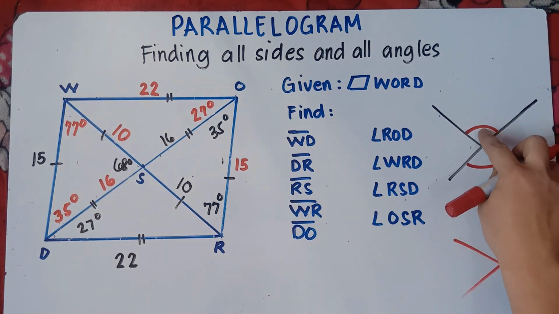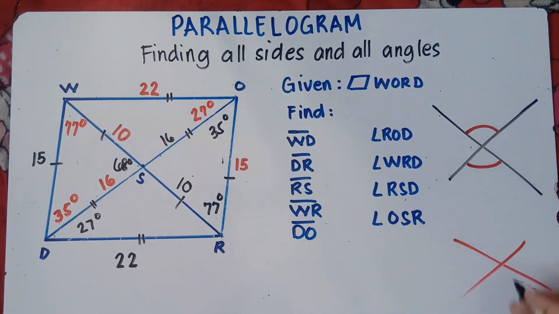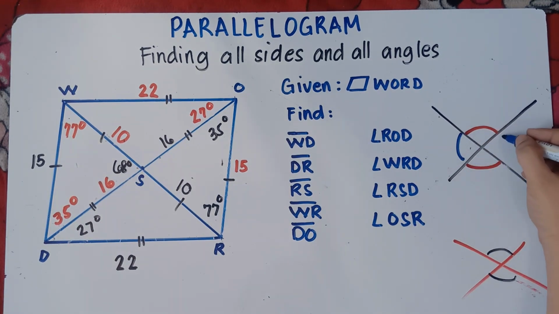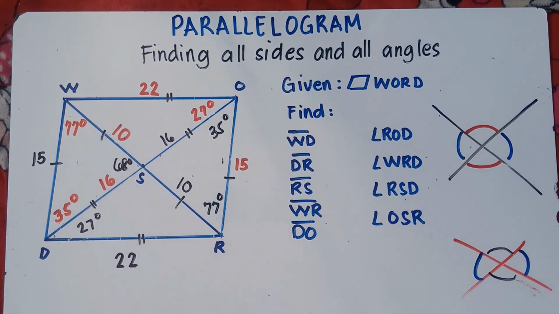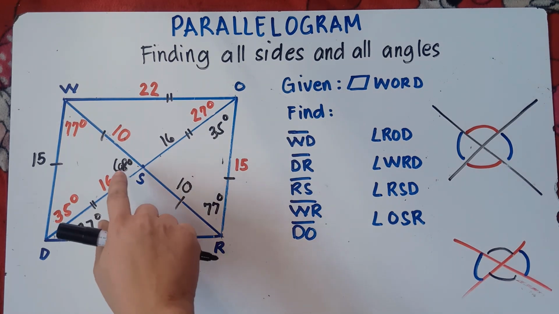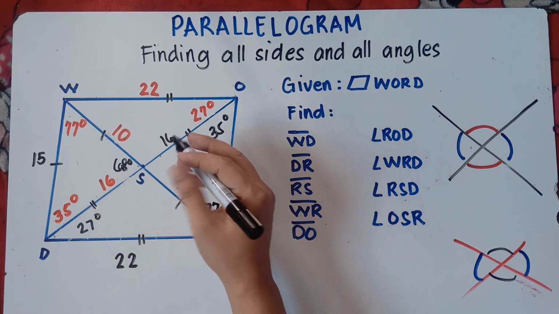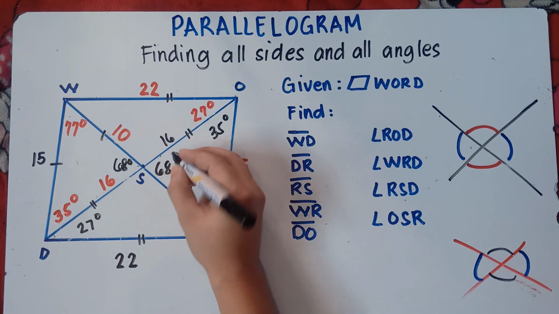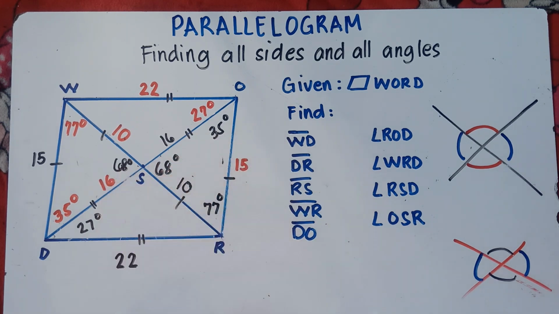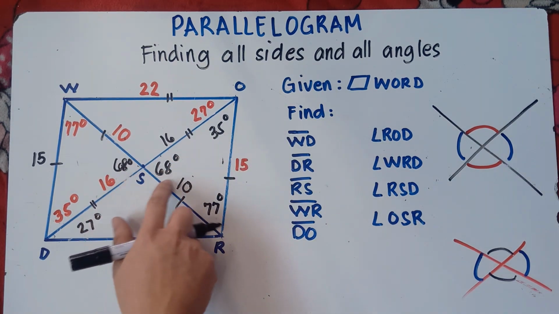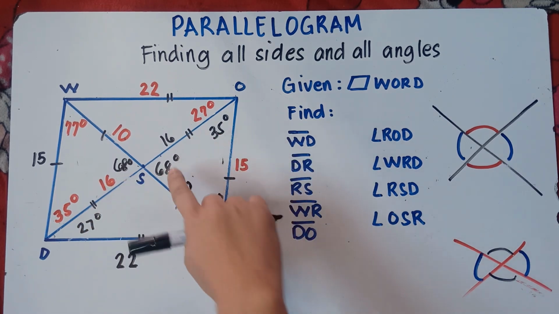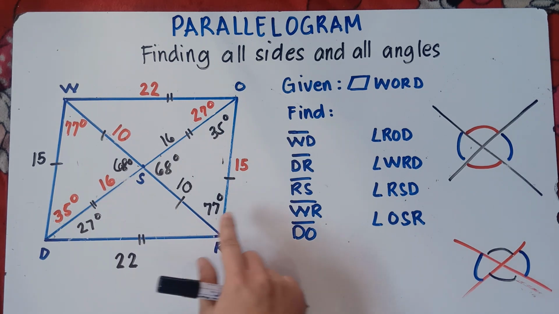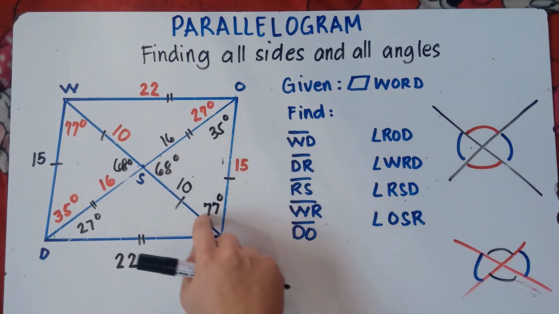So once again, this angle is congruent to this angle. And this angle right here will be congruent to this angle. That's the thing there, class, about vertical angles. Therefore, if this is 68 degrees, this is also 68 degrees because vertical angles are congruent. Because if you add this up, 35 plus 68 plus 77, you will get the same answer, class. That's 180.